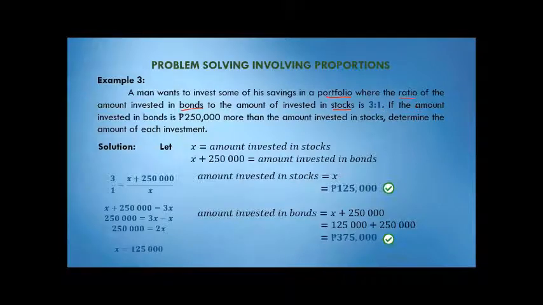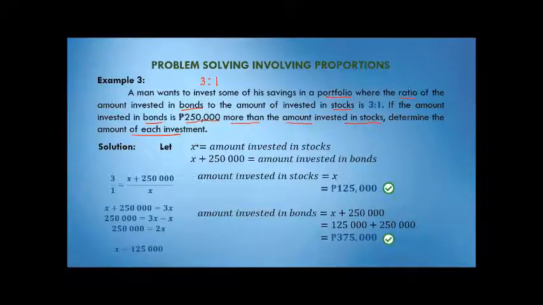Now, if the amount invested in bonds is 250,000 pesos more than the amount invested in stock, determine the amount of each investment. So una, i-represent muna natin yung isa pang ratio. So meron na tayong unang ratio which is 3:1. So tandaan, ito ay bonds, ito ay stocks. So ang sabi, ang bonds is 250,000 more than the amount of stocks.